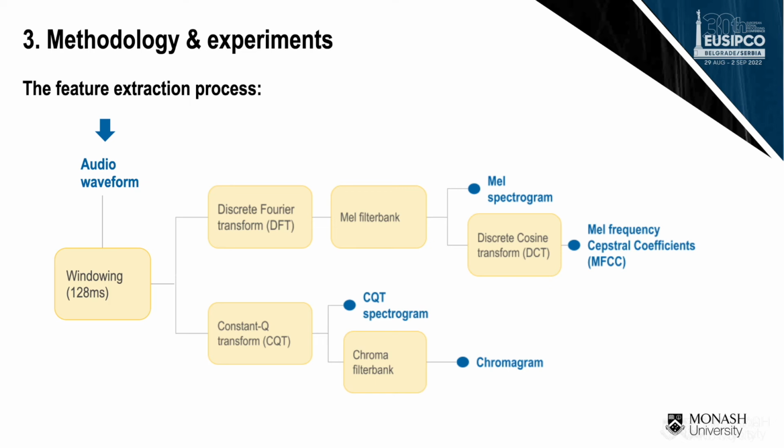Here is the feature extraction process. Each raw audio file is segmented into 128 millisecond chunks by a windowing function. This is the average length of a word. We use Fourier transform and constant Q transform to get the spectrograms and then apply different filter banks and compression to get all the features. Finally, the features are combined and aggregated and ready to be used for the machine learning model.